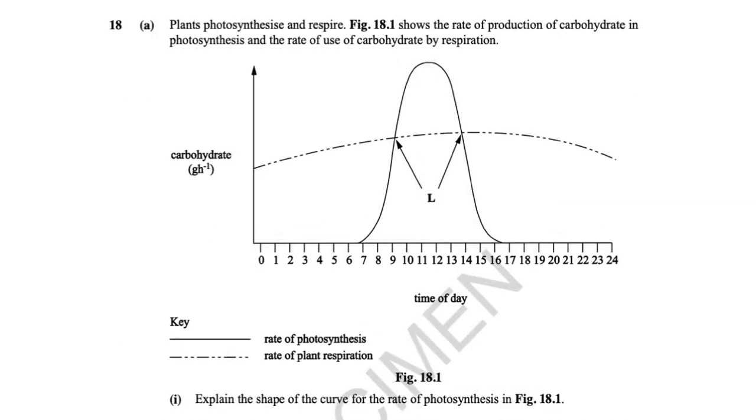So this question is about compensation point, the balance between photosynthesis and respiration and where that occurs in plants and at what times of the day. So it tells you that plants photosynthesize and respire, and it shows you a figure here with carbohydrate production and the rate of the use of carbohydrate by respiration.